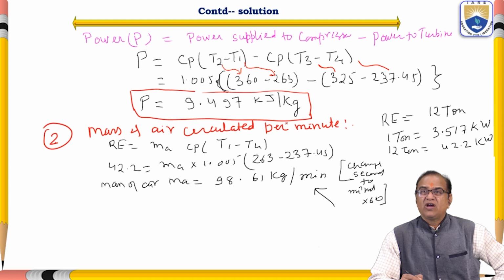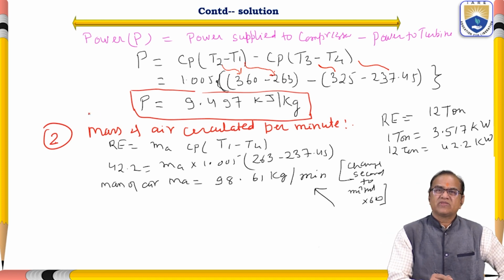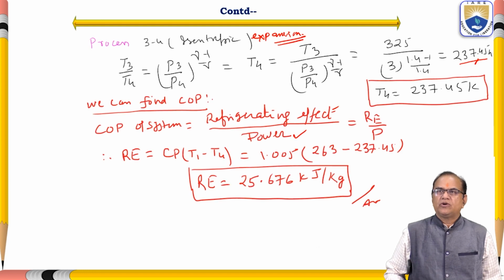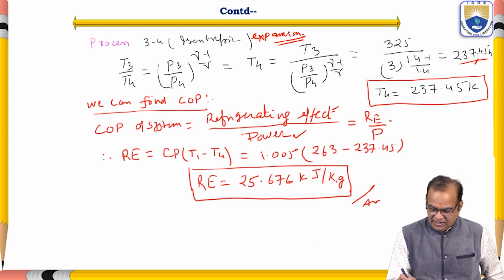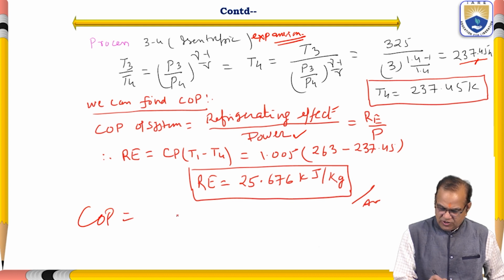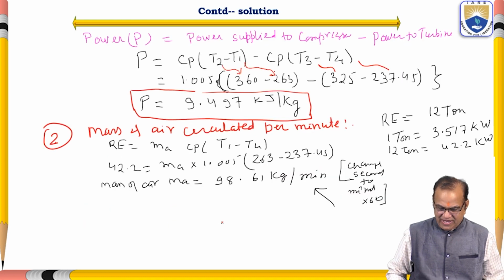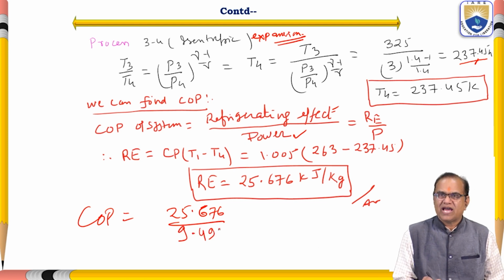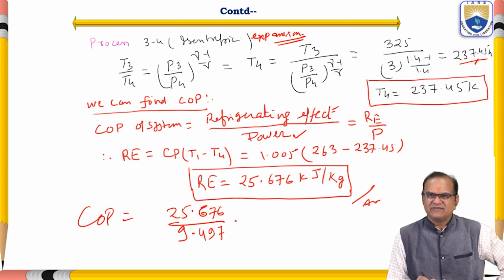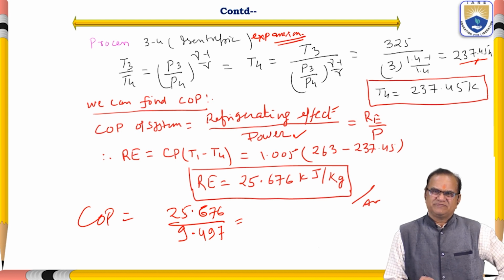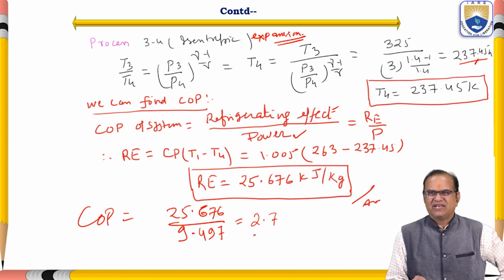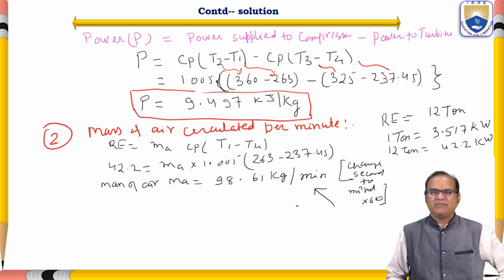So from here we can find the COP, which is equal to the refrigerating effect 25.676 divided by the power 9.497. Roughly you will get nearly 2.7. COP you will get 2.7. It is not mentioned here.